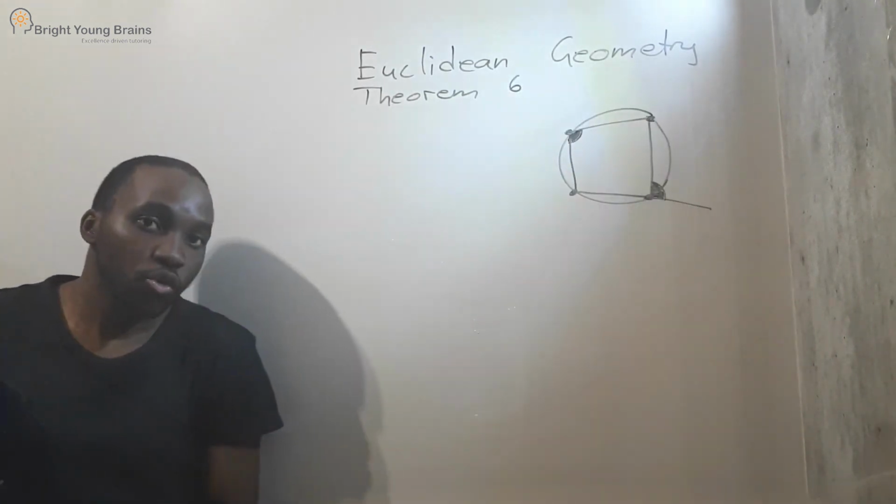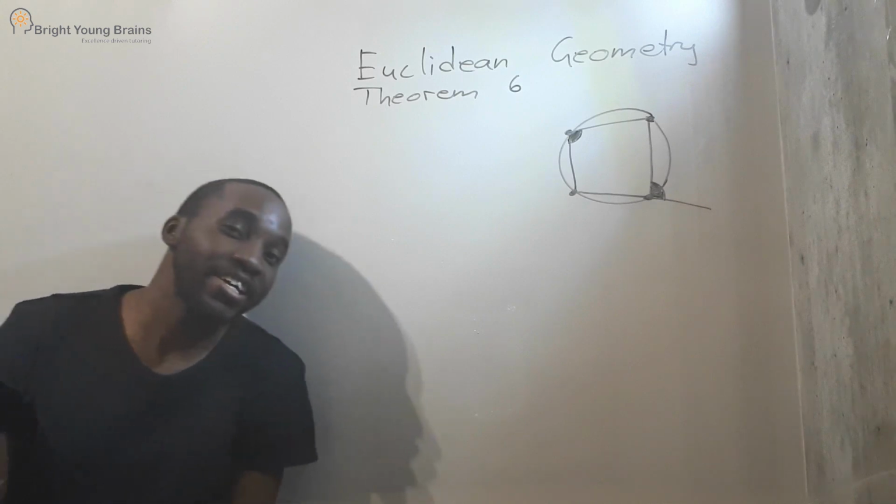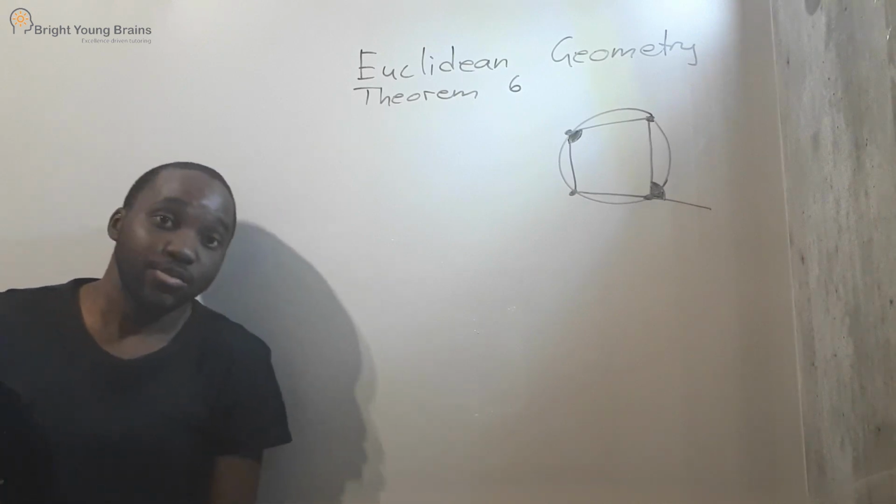In this quick tutorial, we are going to showcase what Theorem 6 states. This is one of your cyclic quadrilateral theorems, and it doesn't have a proof, so that's the good news.